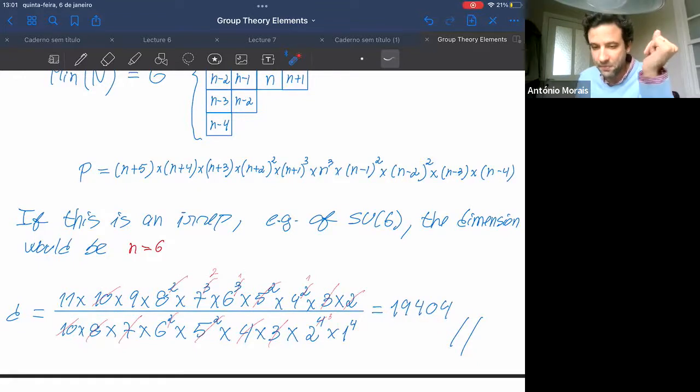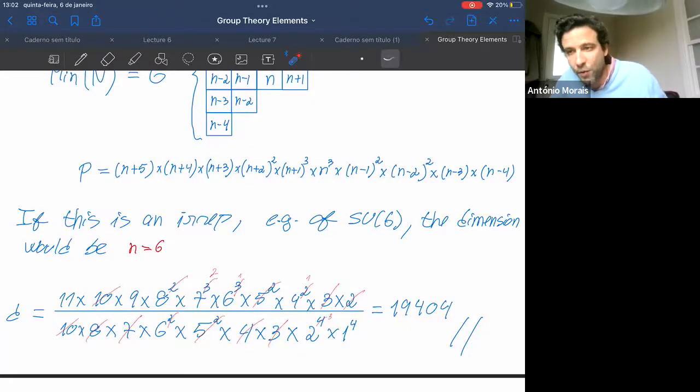19,404-plets. That means you would have, in this case, 19,404 particles. If you split this SU6 into, well, of course, SU3 cross U1, you also would have quarks in there, or something behaving as a quark, which also has three colors. So if you count the number of colors contained inside the SU6, you would have 19,404.